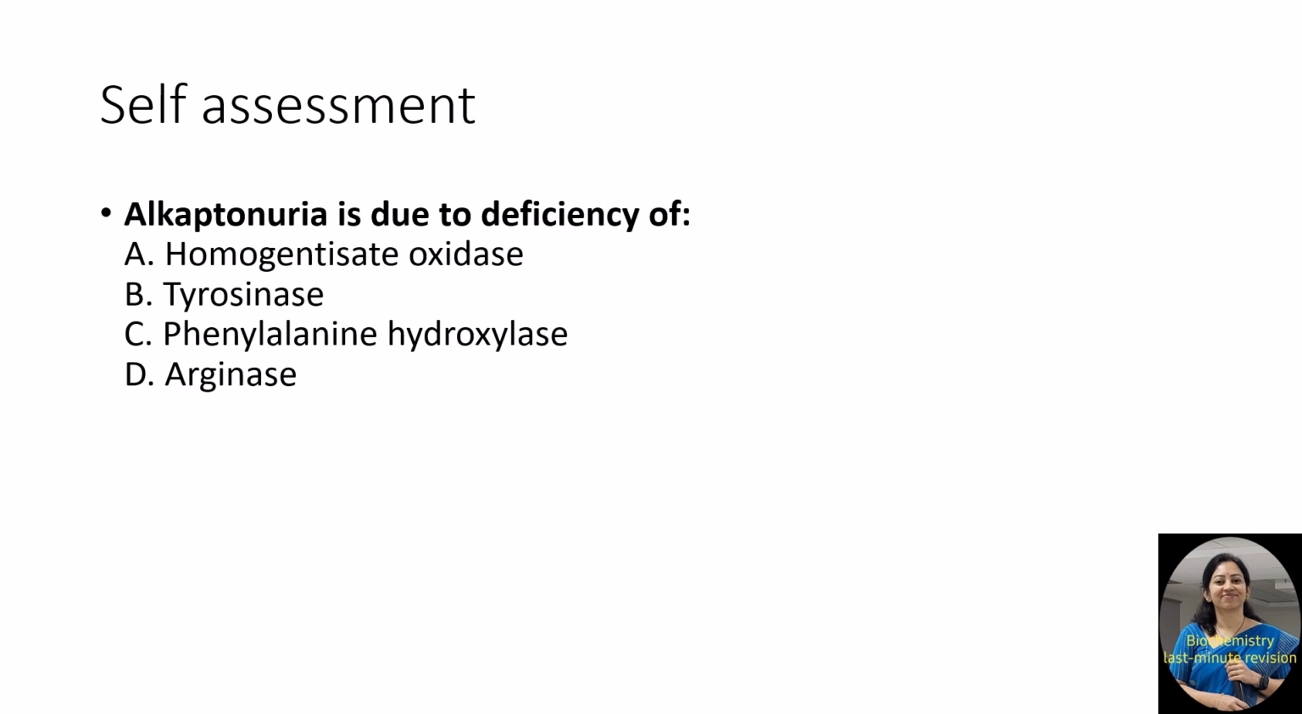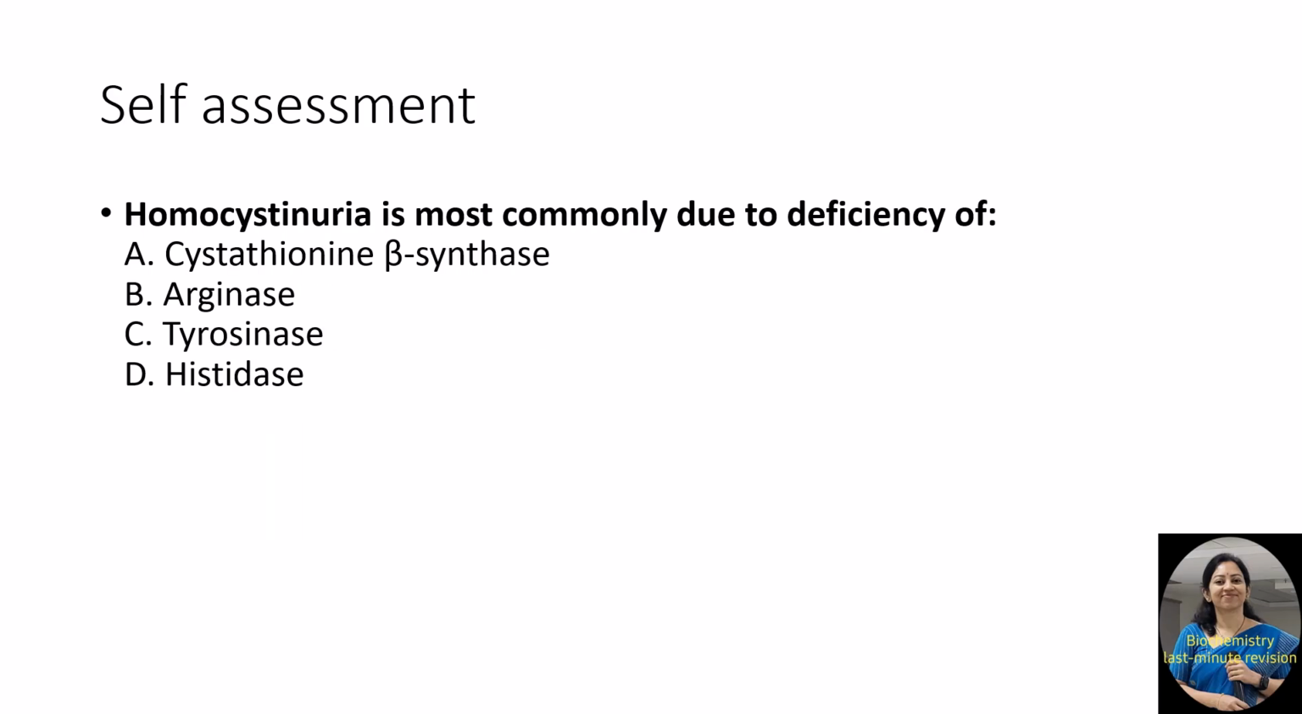Alkaptonuria is due to deficiency of homogentisic acid oxidase, where homogentisic acid is getting accumulated in the child's urine, and urine turns black on standing for a longer time. This can get converted to benzoquinone acetate and can accumulate in the vertebra, and can also accumulate in the pinna, causing blackish coloration.